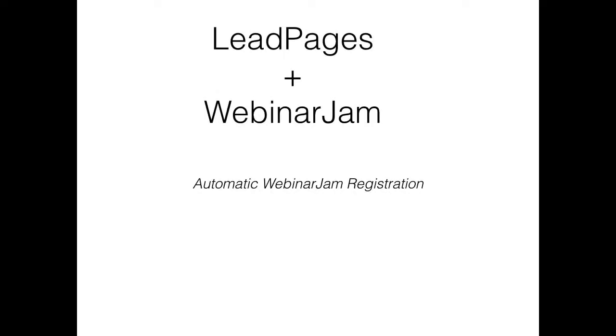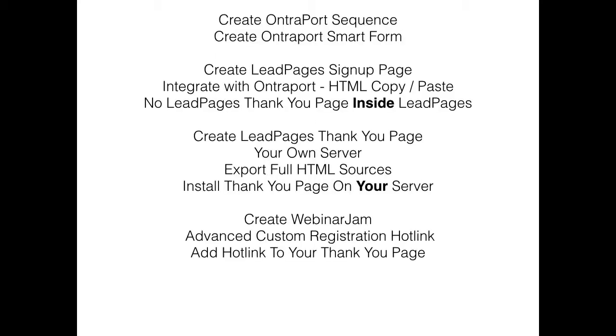Alright, this video is going to show you how to use LeadPages and WebinarJam to get automatic webinar registration. This is what the workflow looks like. We're going to use Ontraport for signups. So first we're going to create a sequence inside Ontraport. Then we'll create a smart form. Then over to LeadPages we'll create a signup page.